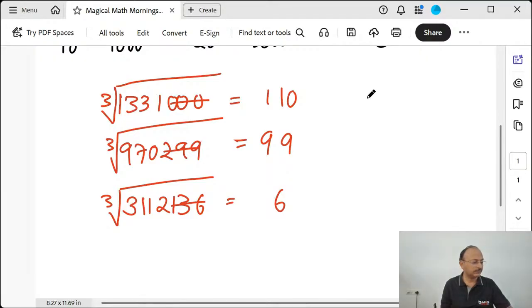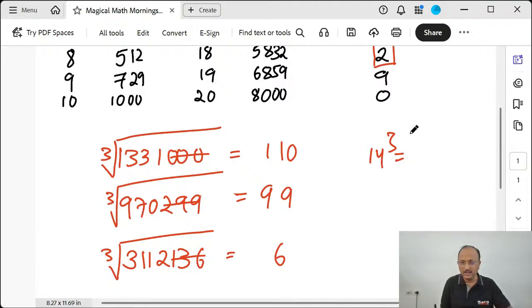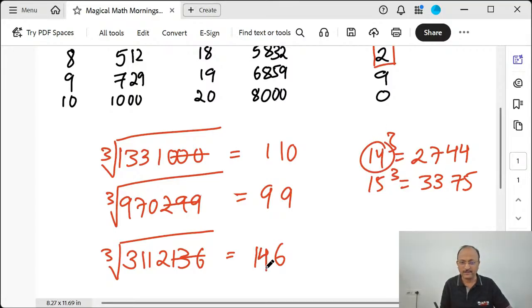Let's see 14 cube from the list. If you don't remember, 14 cube is 2744. So we'll take 2744. 15 cube is 3375. Correct? No, cube numbers of 5 always end with either 25 or 75. Okay, 15 cube is 3375. It is slightly lesser than this. So lower number is 14. So I'll put 14 here. That is the cube root of 3112136. It is 146. Isn't it going to save your time?